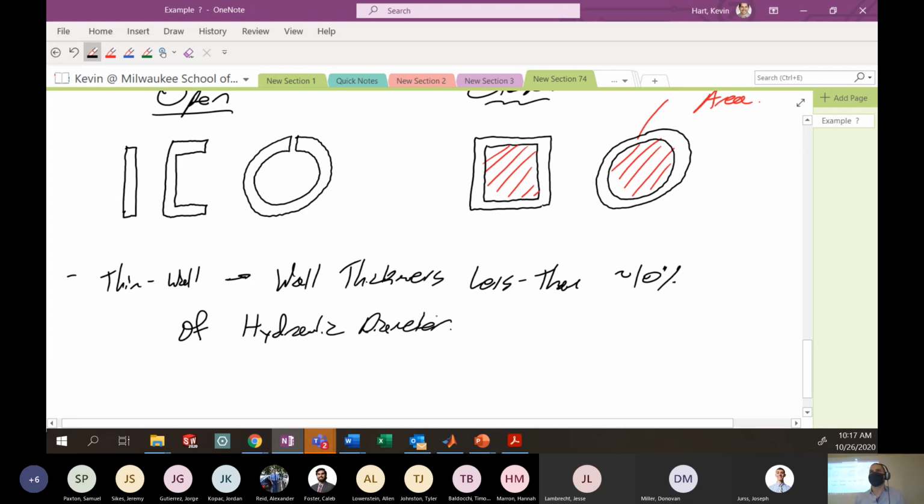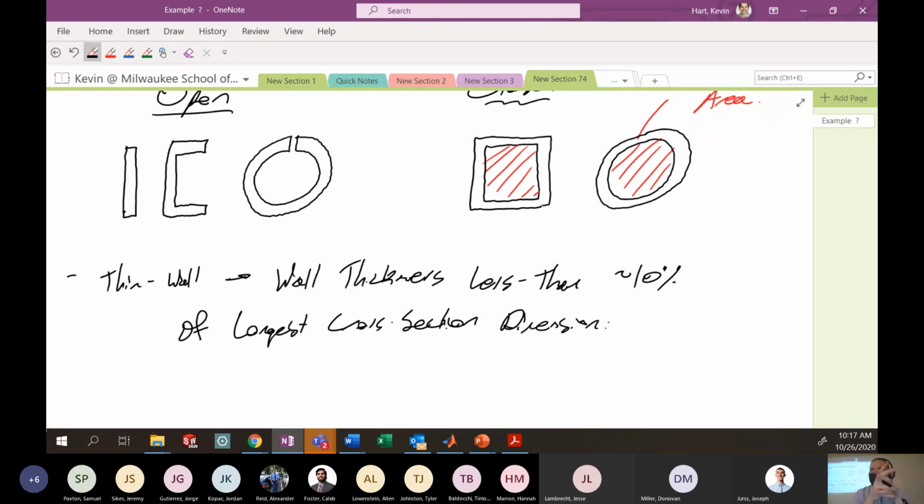Have you guys talked about the term hydraulic diameter in any of your classes so far? Oh, maybe I shouldn't use this term then. Of longest cross-section dimension. Let's say that. When you get to your fluids class, you will learn about the hydraulic diameter. So let's leave that one alone for now.